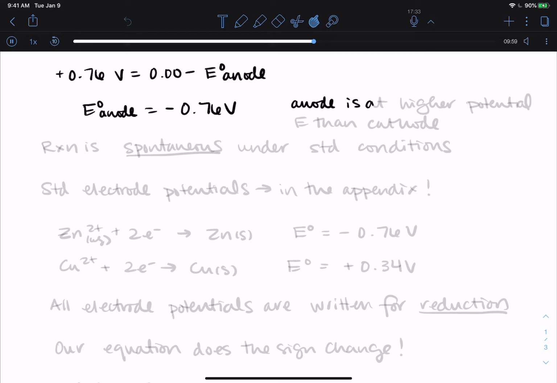Our anode is at a higher potential energy than the cathode. Which means that the reaction is spontaneous under standard conditions.